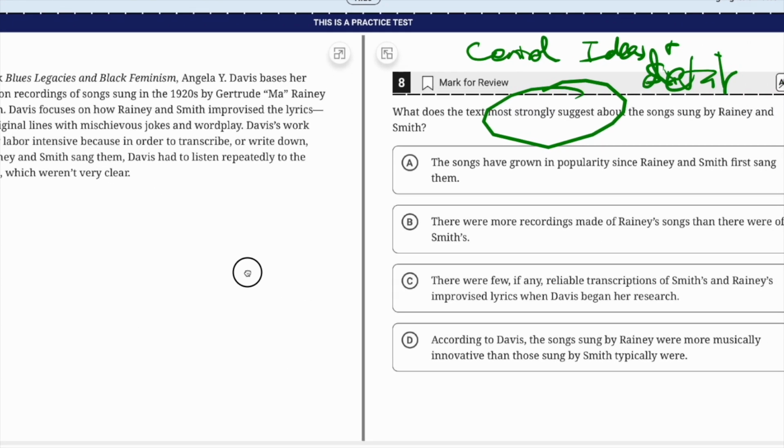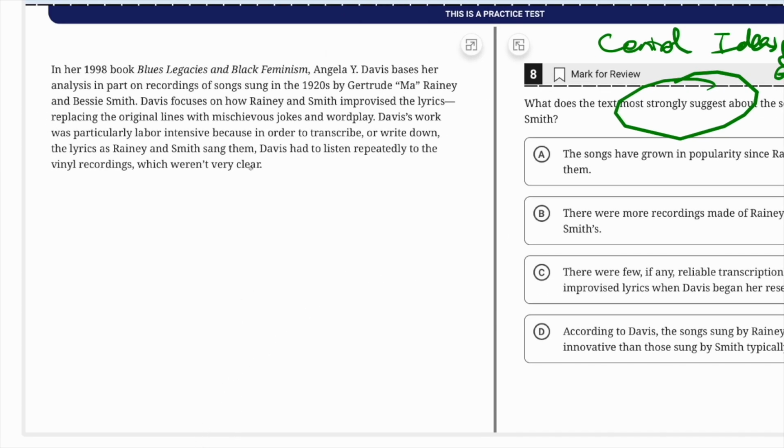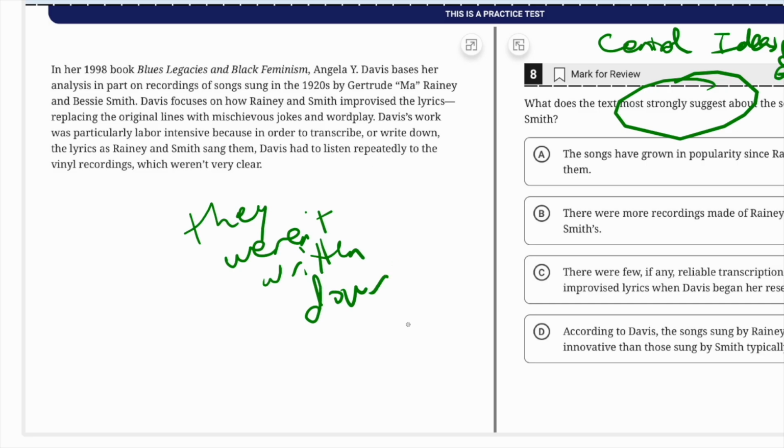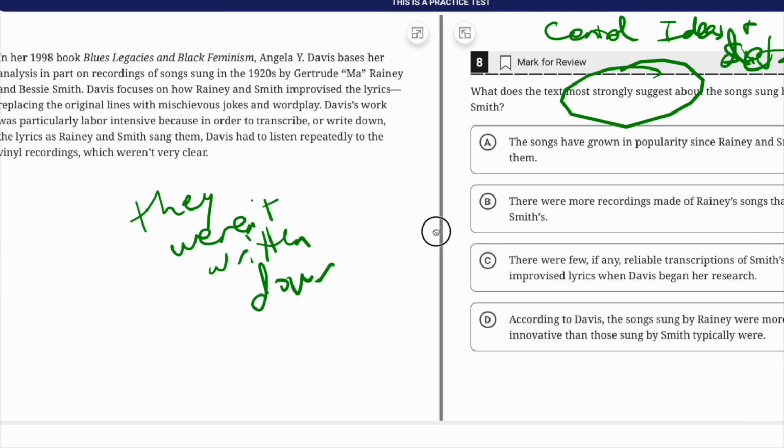Well, if she had to transcribe them, she had to listen repeatedly to the vinyl recordings. That would imply that the lyrics weren't written down. And that's also supported by the fact that they were improvising them. So if they were improvising them, they weren't previously written down.